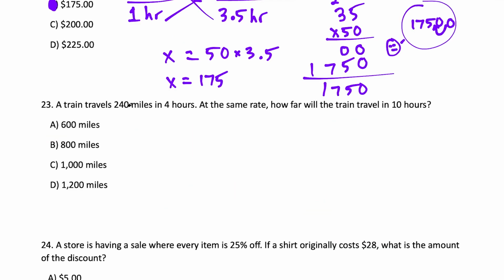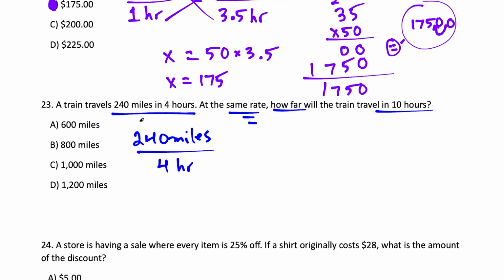Question 23, we have a train that travels 240 miles in 4 hours. And then we have, at the same rate, how far will the train travel in 10 hours? So for this question, let's start out with this rate here. We have 240 miles in 4 hours. So 240 miles for 4 hours of the train moving here.